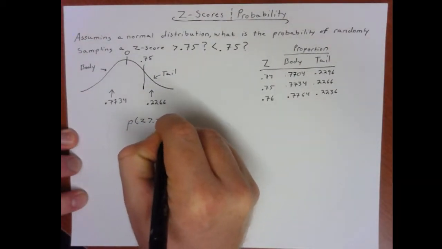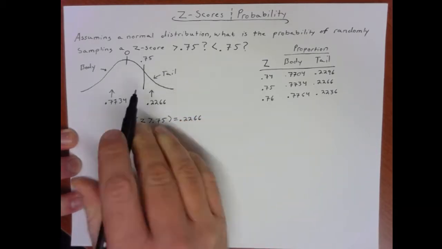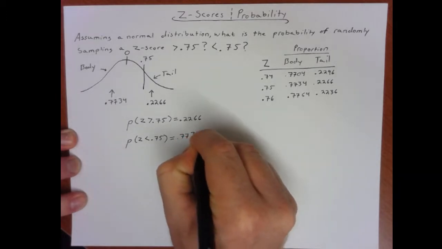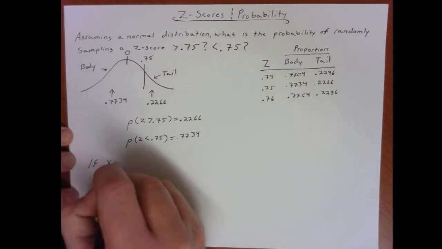So when we want to say what is the probability of getting a z-score greater than 0.75, it's the area right of our score, 0.226, that area in the tail, and the area in the body for less than 0.75, the area in the body.